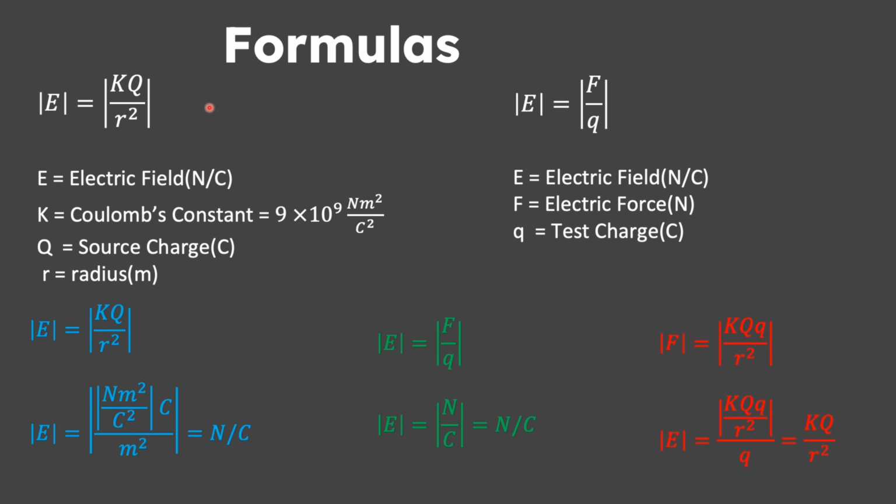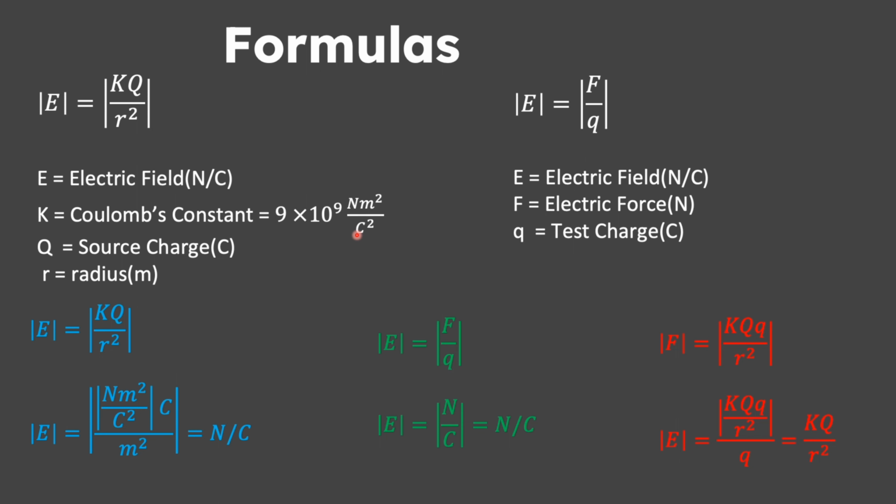Now let's look at the two main formulas used to calculate electric field. The first one being E equals kq over r squared. The E in this formula is equal to electric field, which has units of newtons over coulombs. The K in this formula is equal to Coulomb's constant, which is equal to 9 times 10 to the 9, and the units are newtons times meters squared over coulomb squared.